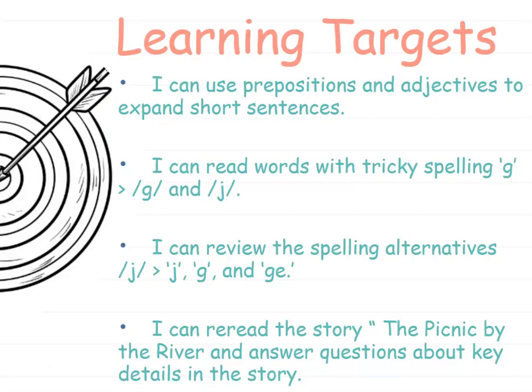Let's look at our learning targets one last time. I can use prepositions and adjectives to expand short sentences. I can read words with tricky spelling G representing the G and J sounds. I can review the spelling alternatives J represented by J, G, and GE. I can reread the story, The Picnic by the River, and answer questions about key details in the story.